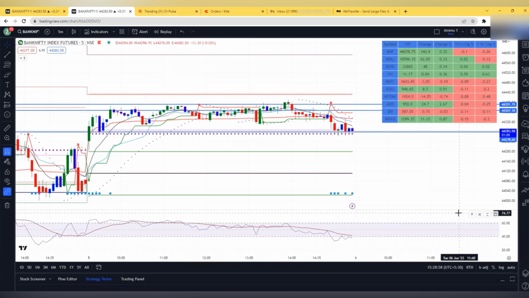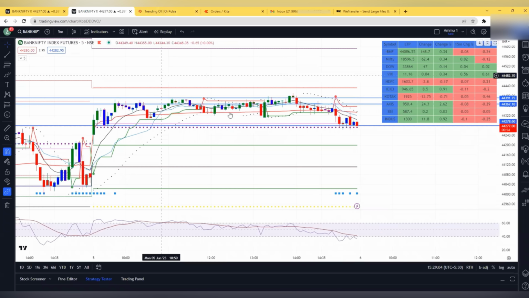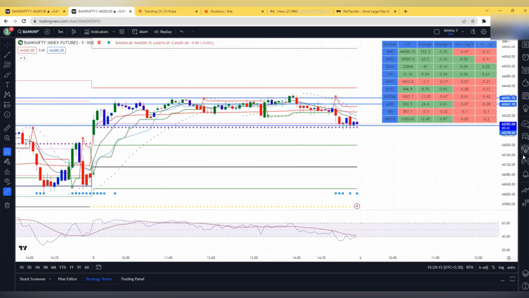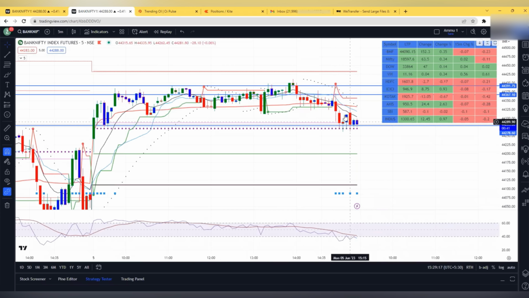Okay guys, and now the time is 3:28. Market is about to close. So the day was good. I hope all of you have done quite good. I made a profit of 1,11,000 today. I'll explain the trade and the trade opportunity. So let's see this candle. It is about to close. So this is the last candle anyway.